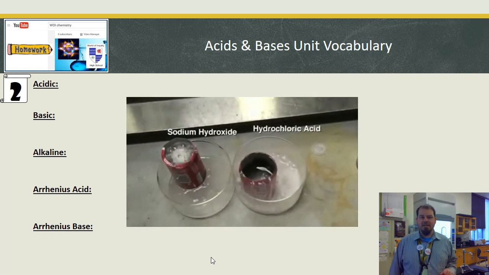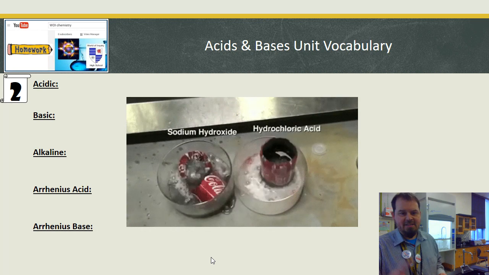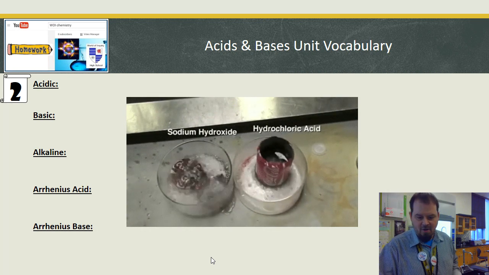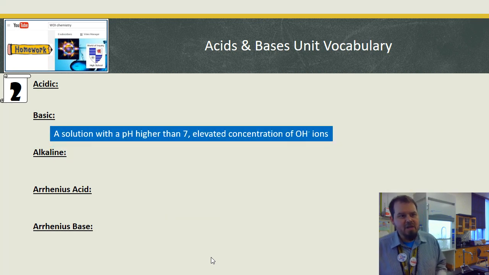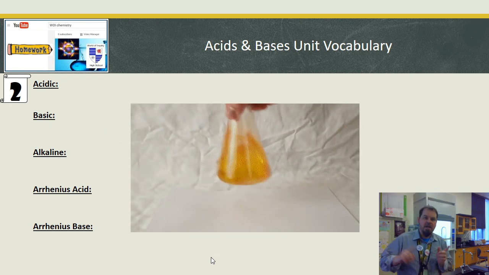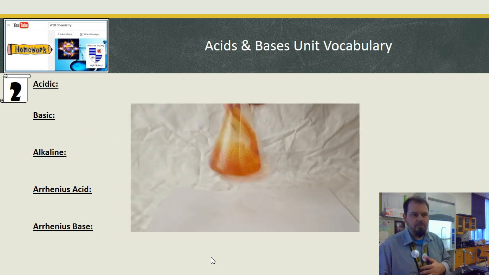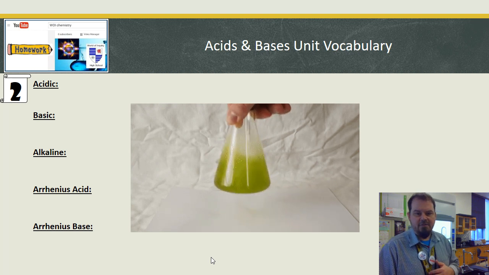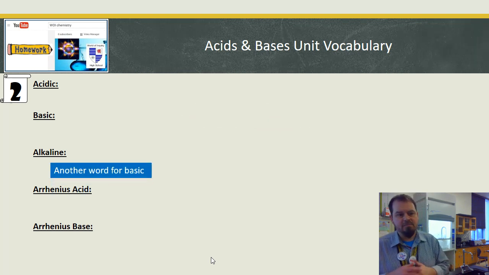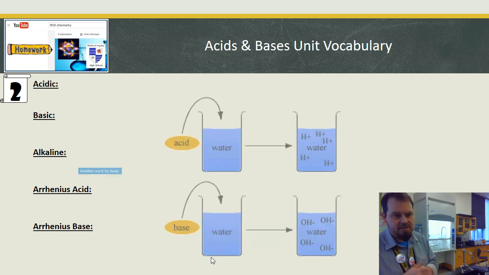Then we're going to get into base. So you got an acid and I got a base eating up a Coca-Cola can. Fun. This is good stuff. This is a solution with a pH higher than 7, and it has an elevated concentration of OH minuses. So remember last video, we said OH- means base, H+ means acid. Okay. Alkaline is another fancy name for base. So it's just another word for basic. If it's an alkaline, it is base.